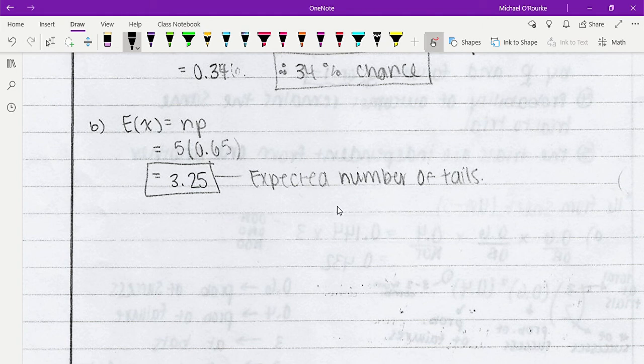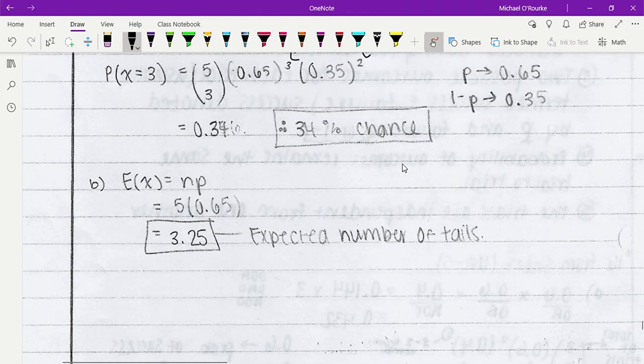And then the expected number of tails, if you want to do your expected number, is 5 times the probability, because you're doing 5 flips. And that is it.